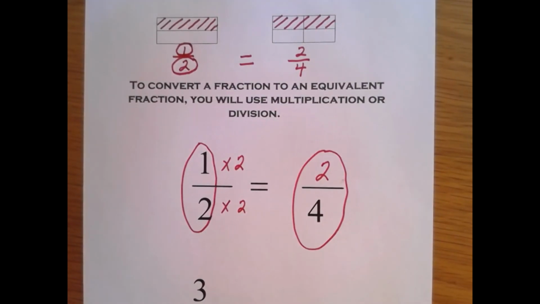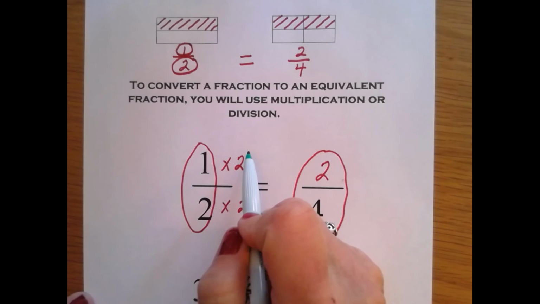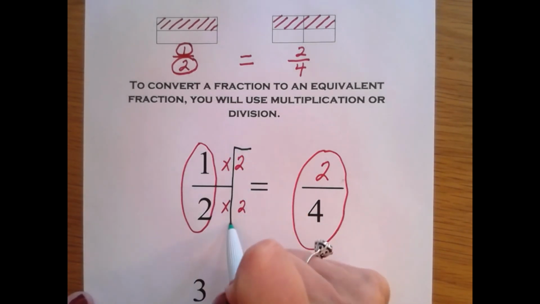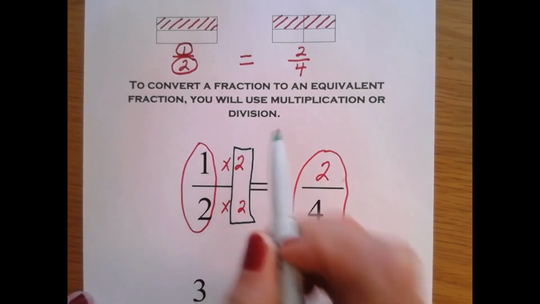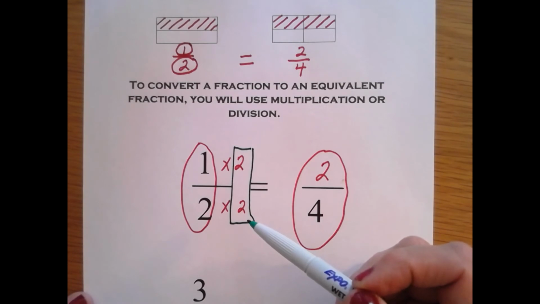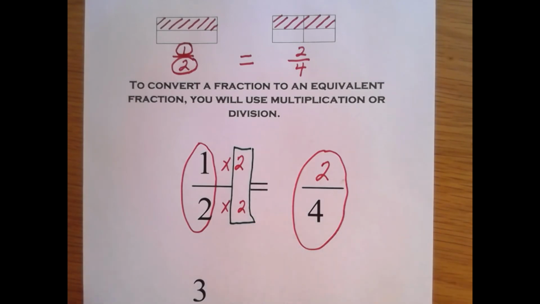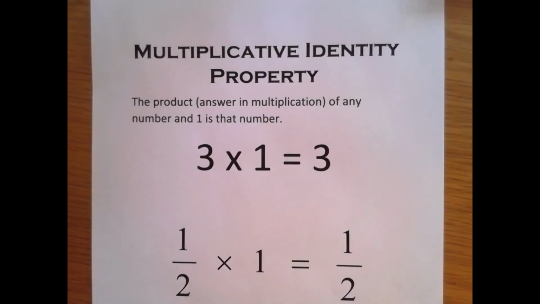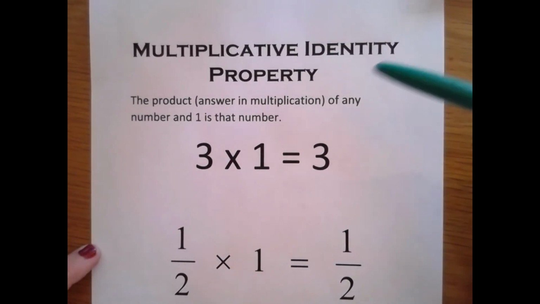Let's look closer at this. I multiplied the numerator and the denominator both by 2. 2 over 2, as we talked about earlier, is the same as 1. So let's look at why I can do this. We're going to look at the multiplicative identity property. The reason I can multiply 1/2 by 2 over 2 is because of this property, the multiplicative identity property.